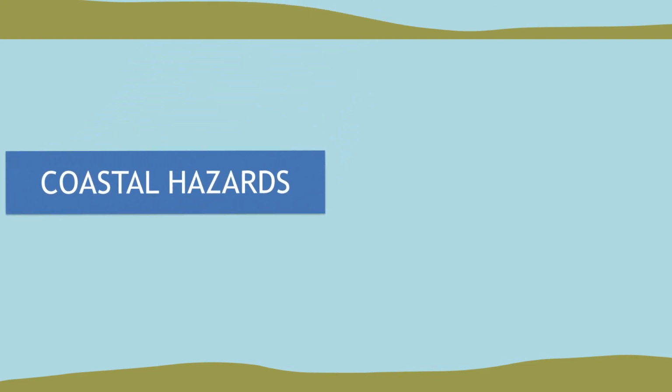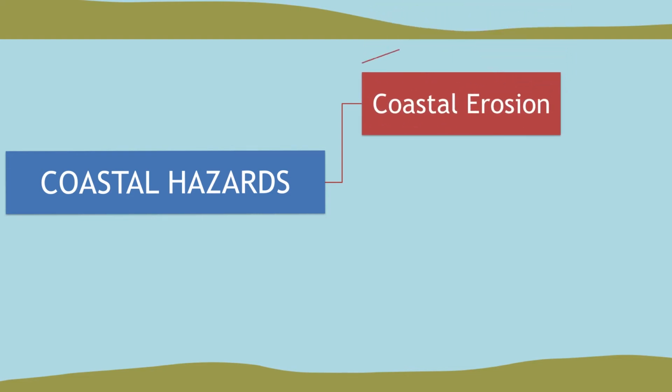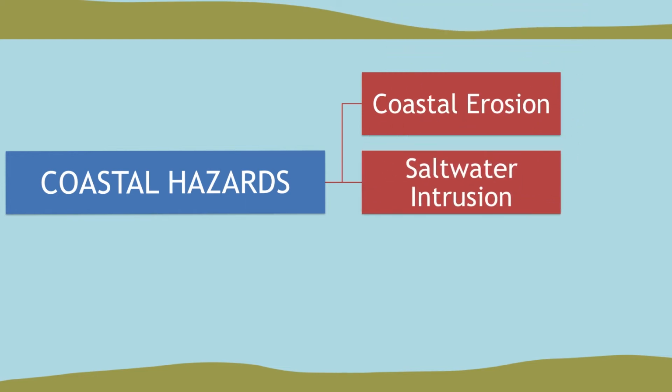The different coastal processes described may result in coastal hazards. Coastal hazards are physical phenomena that expose the marine environment to risk of property damage, loss of life, and ecological degradation. Coastal hazards include coastal erosion, saltwater intrusion, and submersion.